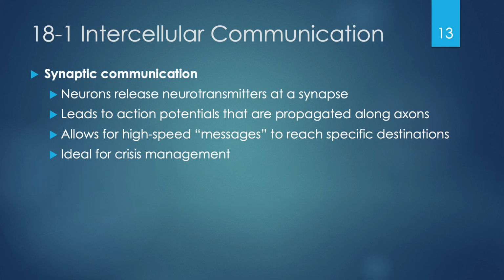Synaptic communication is what we discussed in detail in the nervous system in the past several chapters. This is the process by which neurons communicate with one another by releasing neurotransmitters at a synapse. That leads to our action potentials that take messages along very quickly, propagating along axons to reach the specific destination and respond immediately. As you can imagine, synaptic communication, because of its very fast pace, allows us to respond very quickly in a crisis, like running away from a speeding car if we're crossing at a crosswalk.